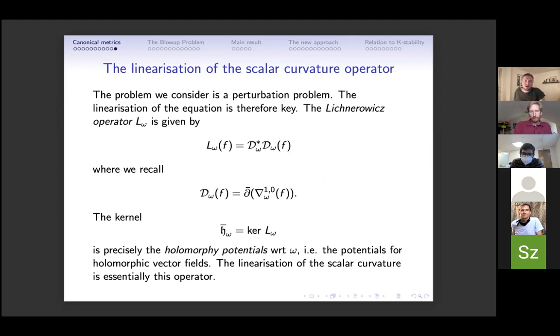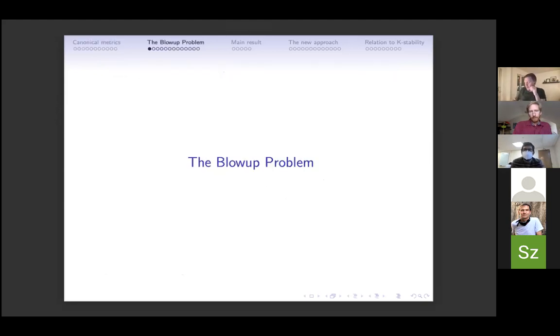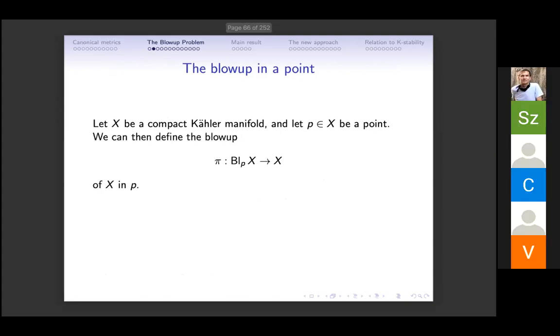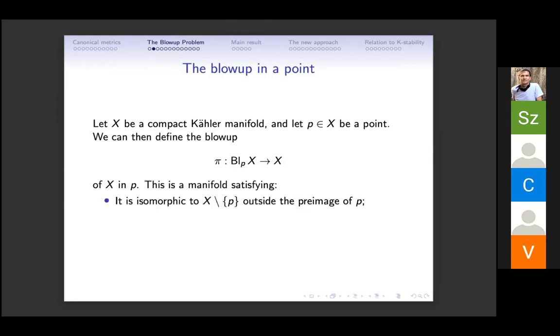All right, so now I want to go a bit into the problem that I'm actually considering today. So I'm just going to call it the blowup problem. So first I'm going to say what the blowup is for those who don't know. So we start with a complex manifold, and we pick a point P. Then one can define the blowup of X at that point. It's a manifold which satisfies that you have changed nothing outside of P, but you have replaced the point with all the directions out of that point.